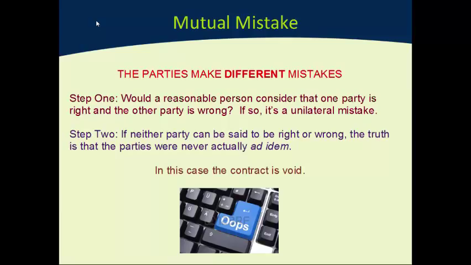When there's a mutual mistake, when the parties have made different mistakes, the parties have never actually agreed to anything at all. That's one of the key ways you can tell the difference. You can ask, let's forget about who's right and who's wrong and what the actual facts are: have the parties actually reached an agreement where they're both agreeing to the same thing? If the answer is yes, you're probably dealing with a common mistake. If the answer is no, you're probably dealing with a mutual mistake.